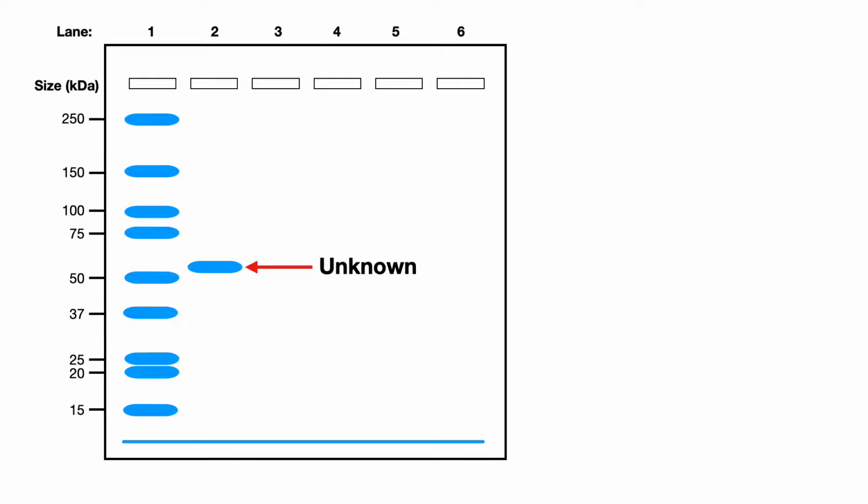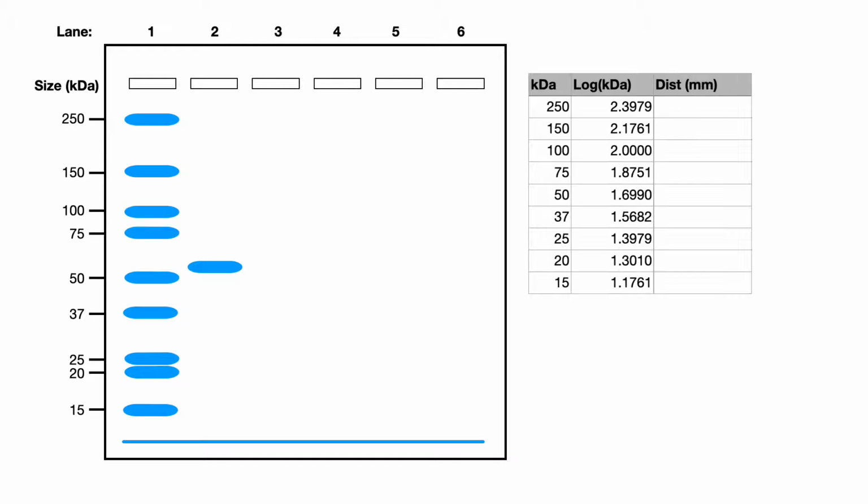As we did with the DNA gel, we construct a table. We put in the sizes in kilodaltons of our proteins in the protein molecular weight ladder, and we work out their log values. And again, we measure the distance that the bands have travelled from the centre of the well. So the first band has moved 15 millimeters, so we write that in the table. The next band has moved 38 millimeters, so we write that in the table. And we repeat this process for the other bands.